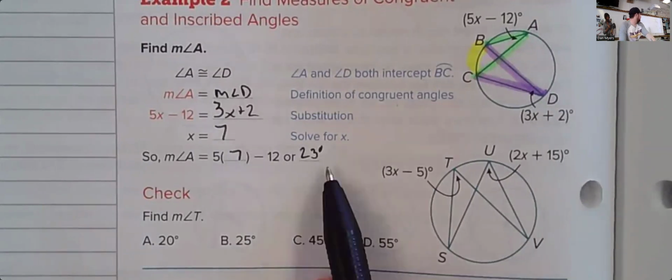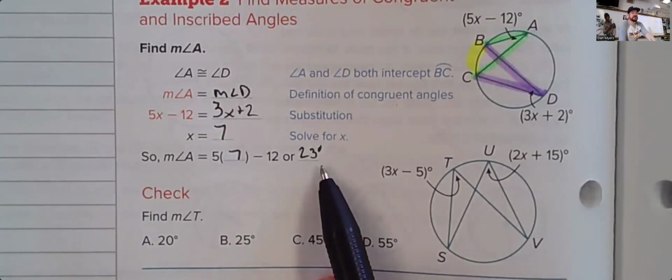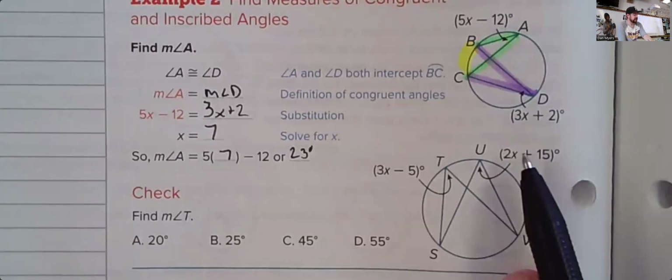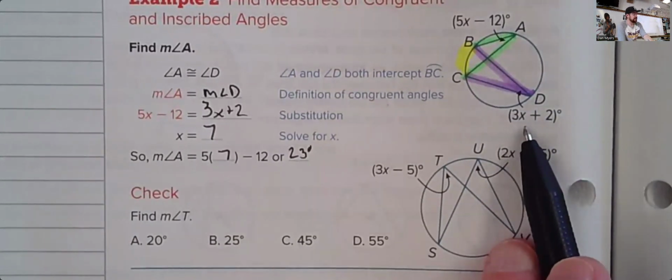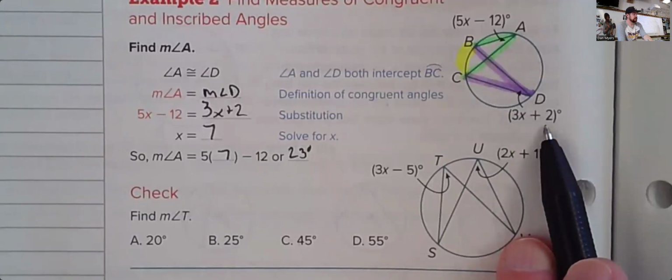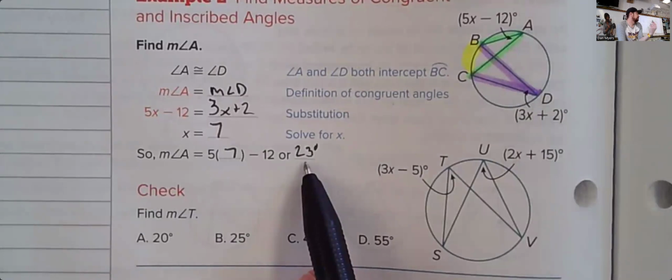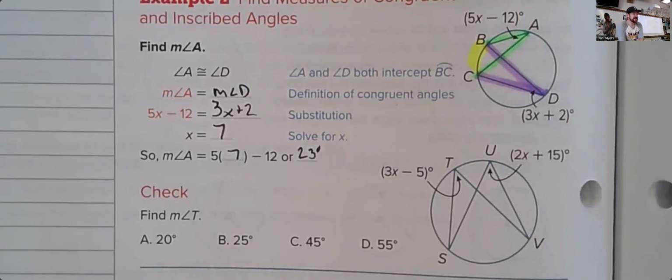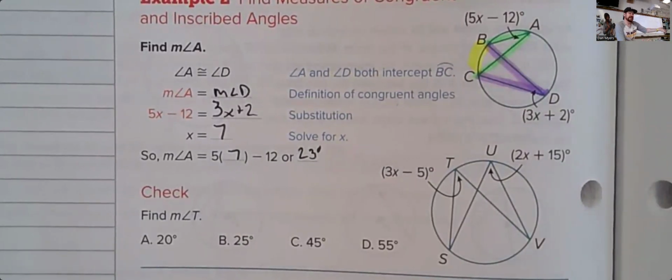How could you verify that to make sure that A is 23 degrees? Yeah, plug it into the other one as well. 3 times 7 is what? 21. What's 21 plus 2? 23. They match. So if you're unsure about your answer, just plug your value of x into the one that's supposed to be congruent. If you end up with the same number, you're good.